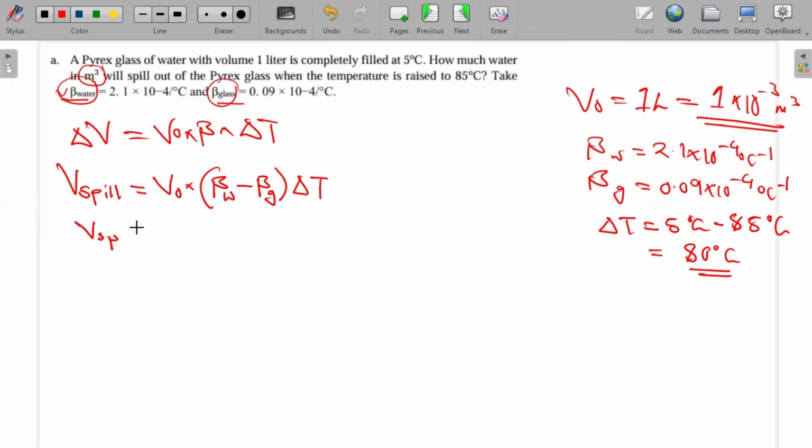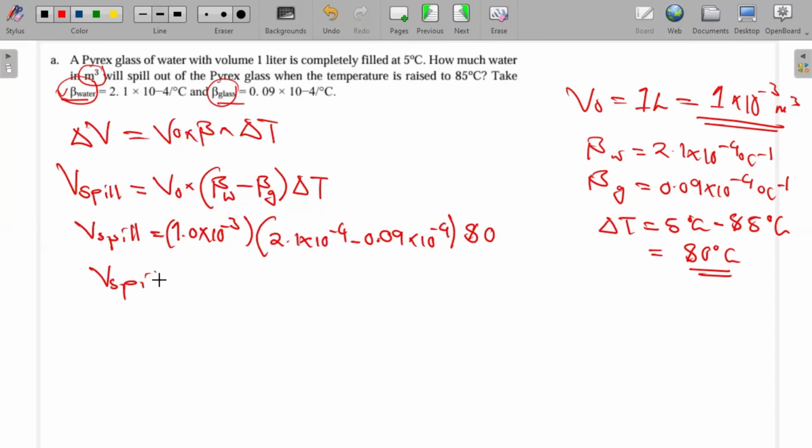So the volume of spill will be equal to the initial volume, which is 1.0 times 10 to the power minus 3, multiplied by the difference between the two. So I'll say my 2.1 times 10 to the power minus 4 minus 0.09 times 10 to the power minus 4, multiplied by 80. So the volume of spill is going to be equal to what? Let me just punch this into my calculator.